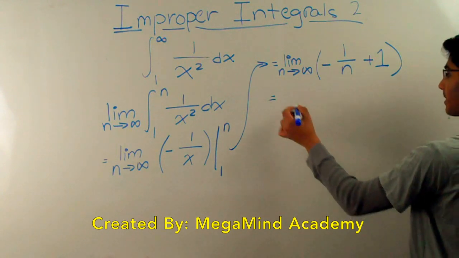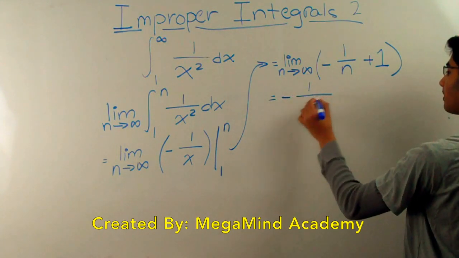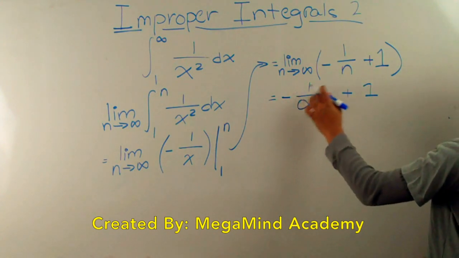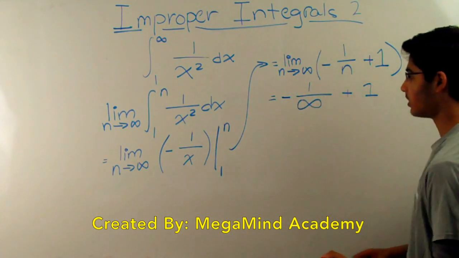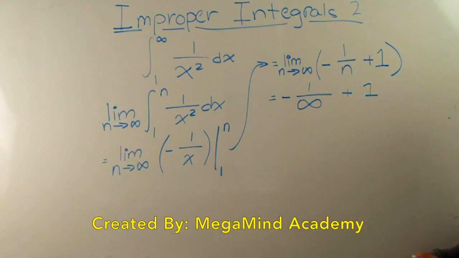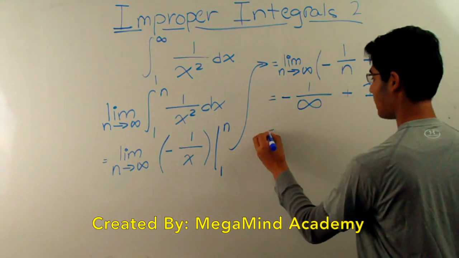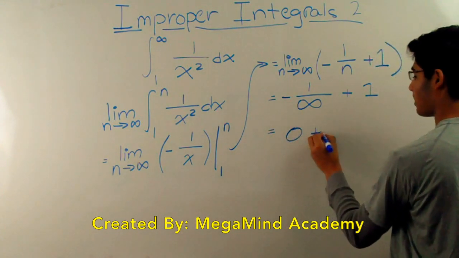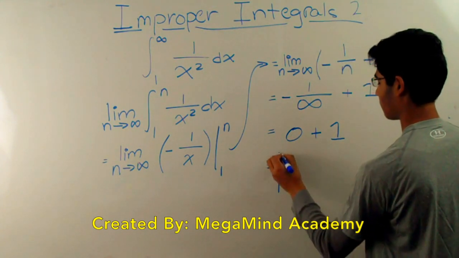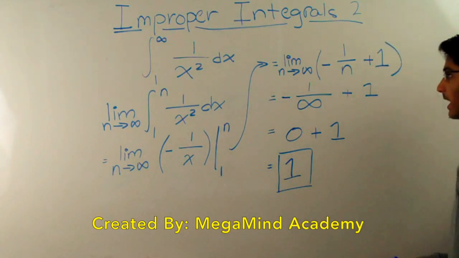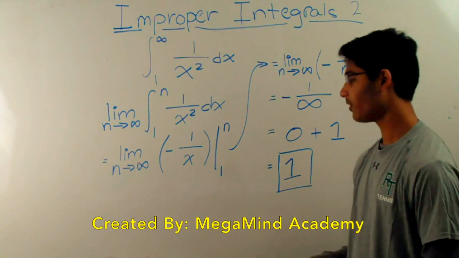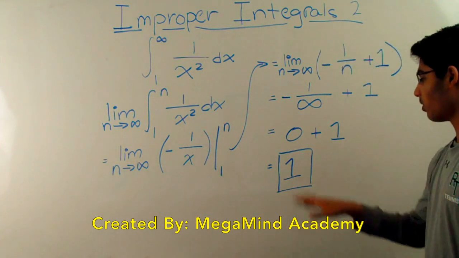And remember that this is a limit. So we get negative 1 over infinity plus 1. So we know that a number over a really, really big number is just getting close to 0. So this would be equal to 0 plus 1, which is equal to 1. So the area under the curve of 1 over x squared from 1 to infinity converges to 1.